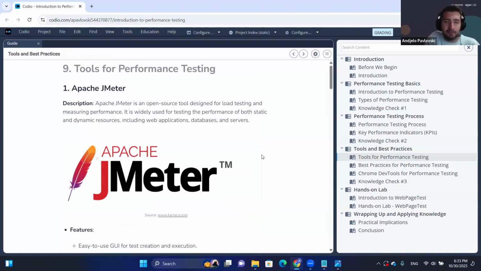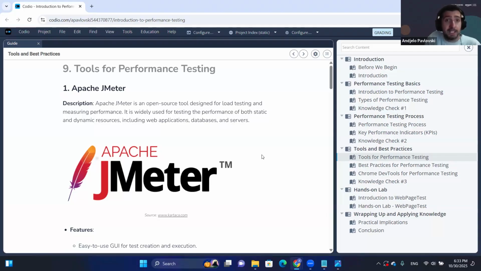We'll talk a bit about them. I'll give you some information, and then we'll also see when and why to use them. The first, the most beginner friendly, and I would not say the most common, but a fairly common tool for performance testing is Apache JMeter.